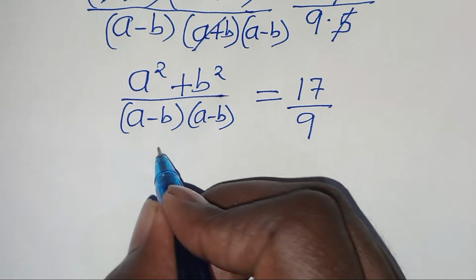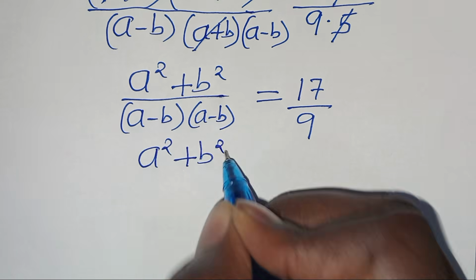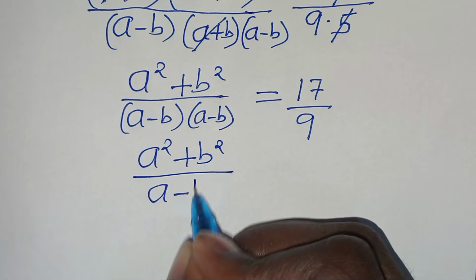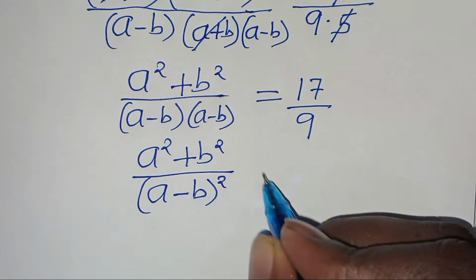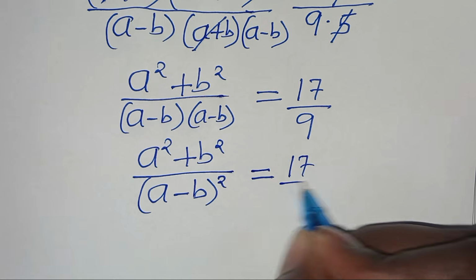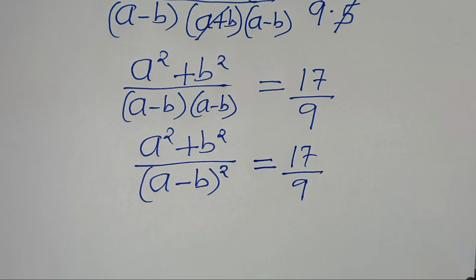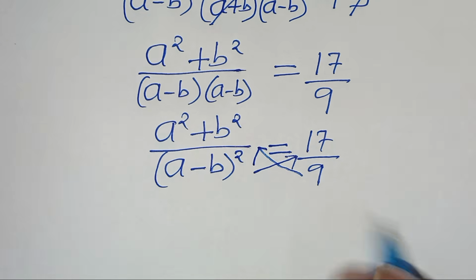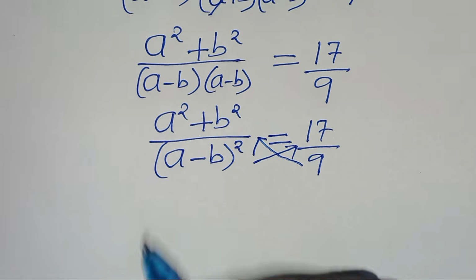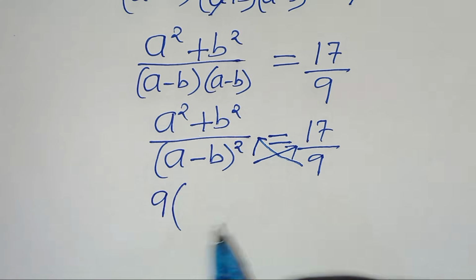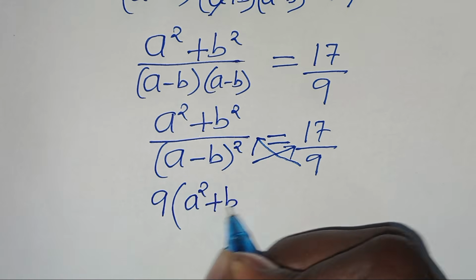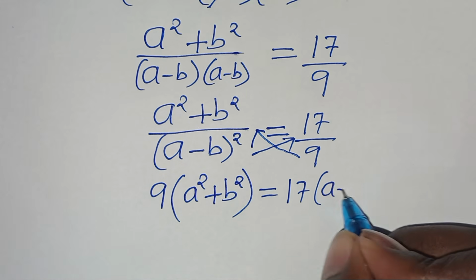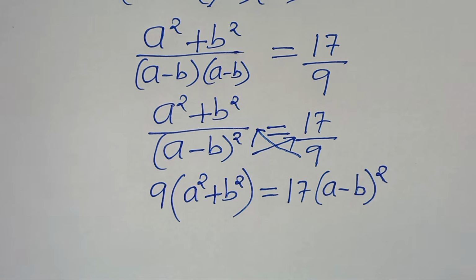The next step from here, we have (a to the power of 2 plus b to the power of 2) divided by (a minus b) times (a minus b), which is (a subtract b) raised to the power of 2. This is equal to 17 over 9. The next step to do here is to cross multiply. So now we have 9 multiplied by (a squared plus b squared) equal to 17 multiplied by (a subtract b) raised to the power of 2.